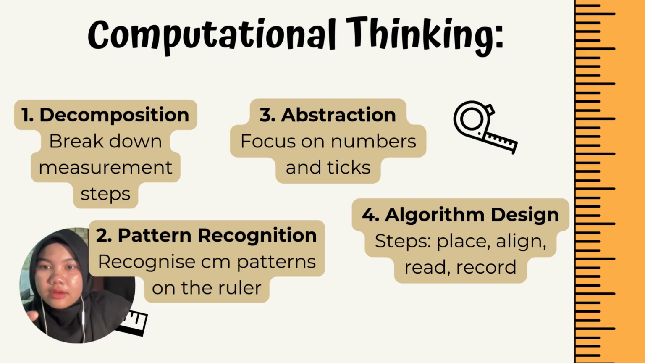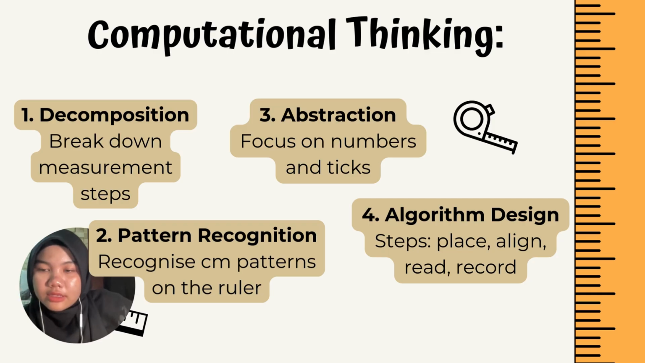Next, what do we want to abstract? The next step is abstraction. We have to ignore unimportant things like the ruler's brand, its pattern or its color. We just focus on the number lines on the ruler, and then we focus on the length for each line.